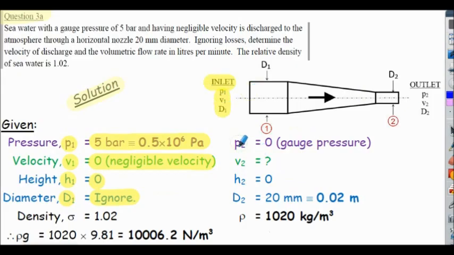Consider the outlet properties. The discharge from the nozzle is to atmosphere, so the outlet pressure P2 is 0 gauge pressure. We're trying to find the velocity outlet horizontal pipe, so H2 is equal to 0, and the diameter at the outlet is given in the question as 20 millimeters, 0.02 meters. The question states the relative density of the seawater, 1.02, converted to mass density here, and also for convenience, a weight density here.